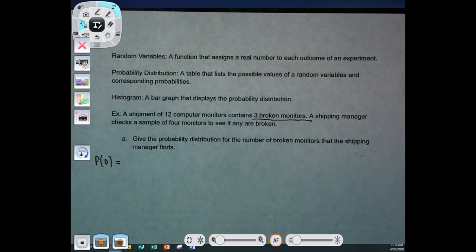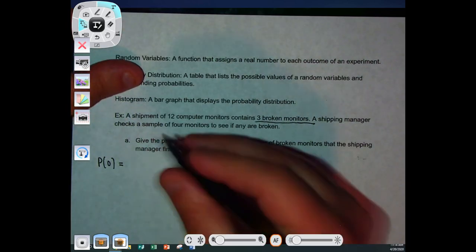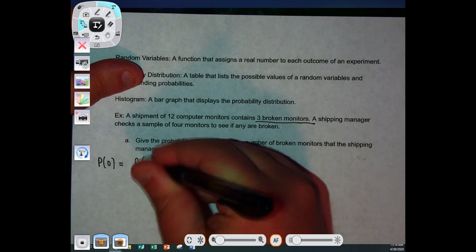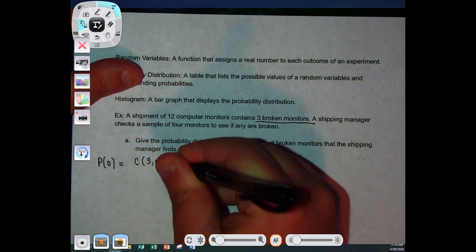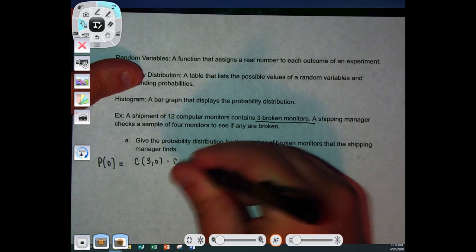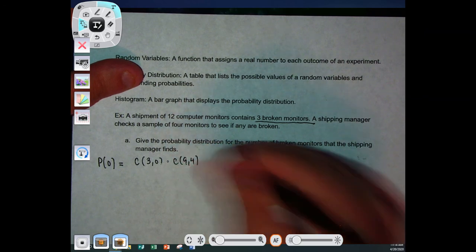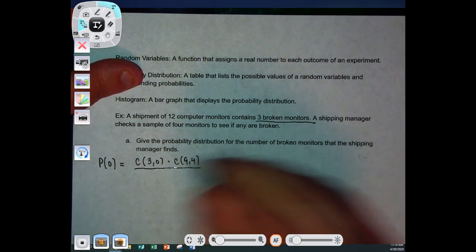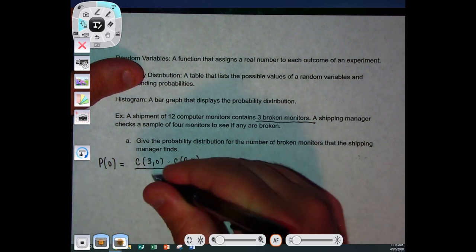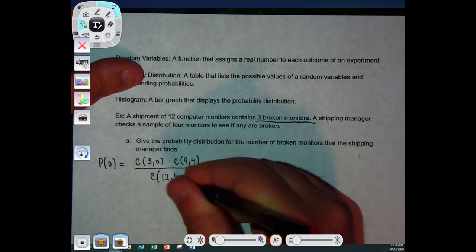So to find the probability of choosing 0 broken monitors, here we would look at choosing a combination of 3 choose 0 times a combination of 9 choose 4, divided by a combination of 12 choose 4.